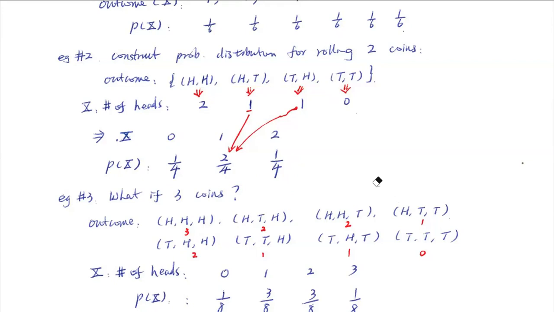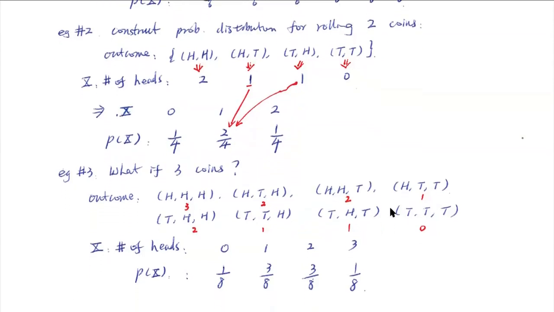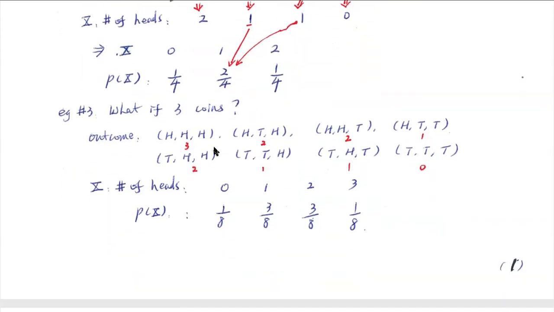Now, that table here is a very simple table, and we call it a probability distribution table. All right, let's move on to a little bit more difficult case.